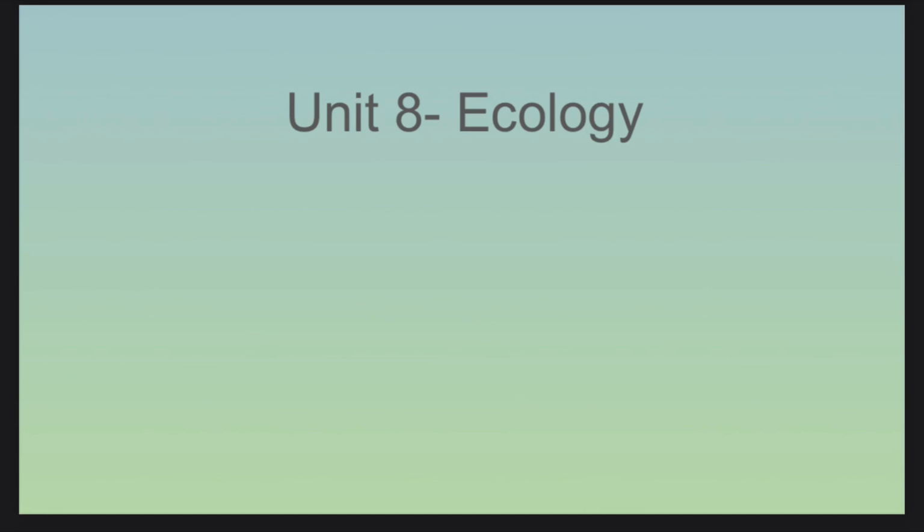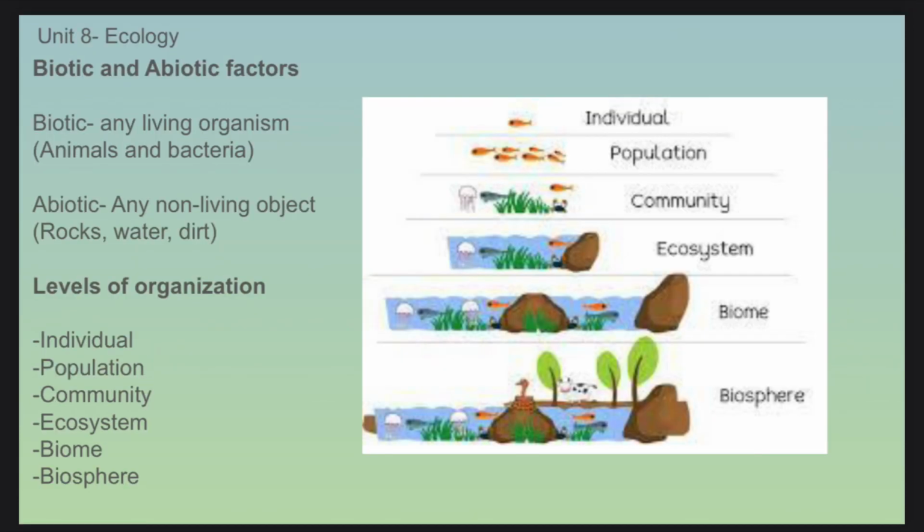Alright everyone, last unit, Unit 8, Ecology. Now, let's learn about biotic and abiotic factors. A biotic factor is any living organism, like an animal or bacteria. Abiotic is any non-living thing, like rocks, water, dirt, that type of stuff, in an ecosystem. Now, the levels of organization: an individual organism, a population of them, a community of organisms, an ecosystem, a biome, and a biosphere.